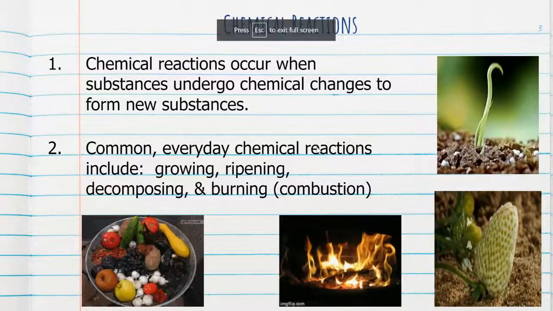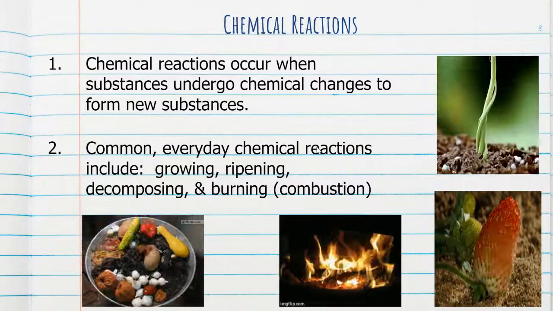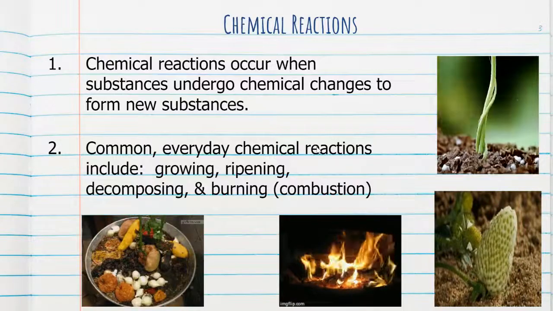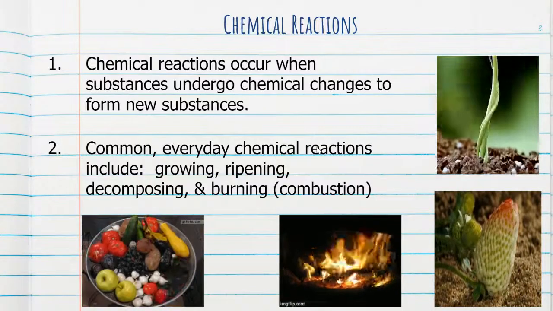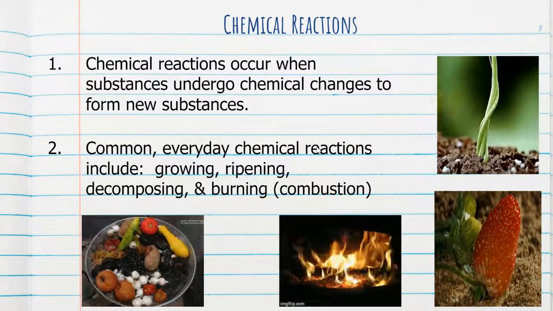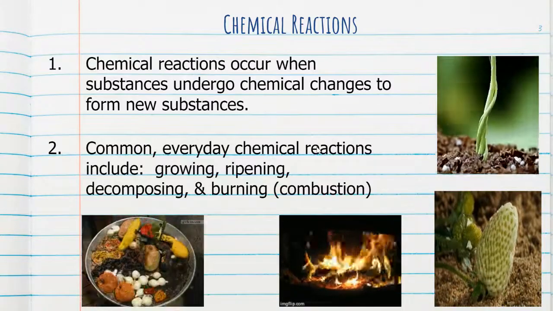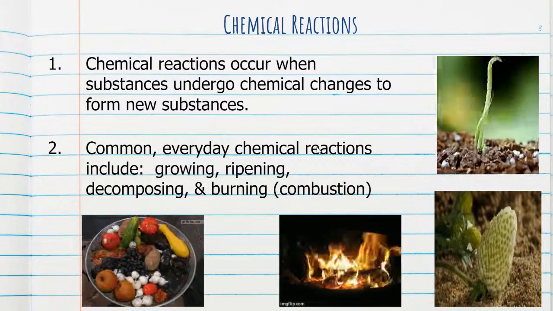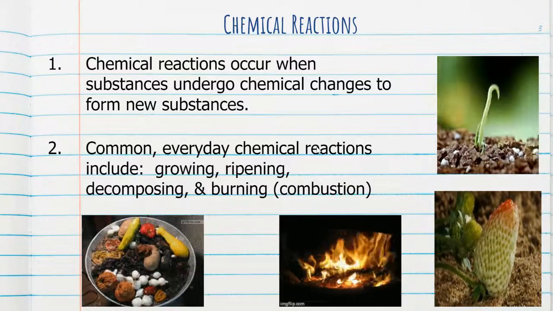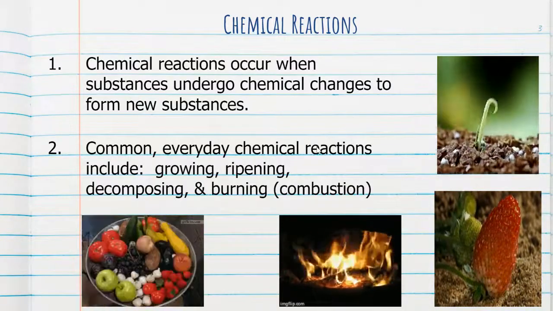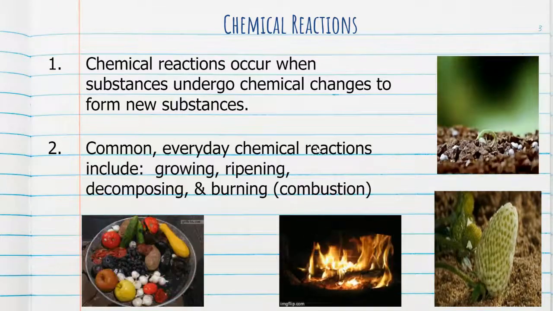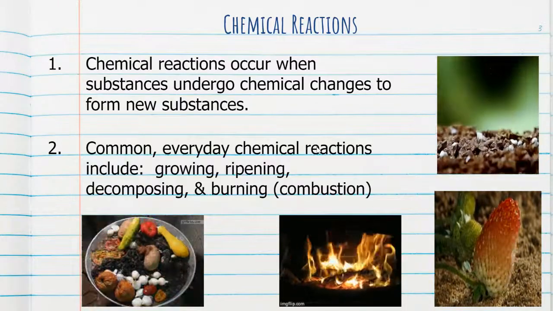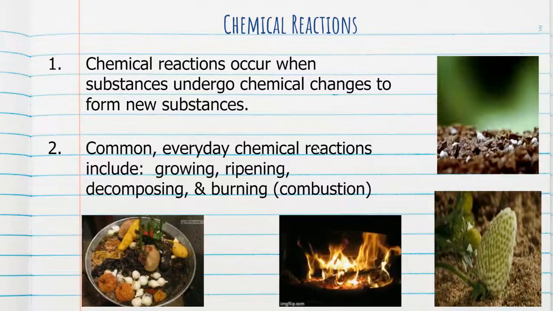All right, so now let's talk about chemical reactions. Before, we talked about the difference between chemical properties and physical properties, and then we talked about physical changes and then chemical changes. So right now we're just focusing on the chemical changing part, right? That's what chemistry is all about, those chemical reactions. Chemical reactions occur when substances undergo chemical changes and form completely new substances, right?